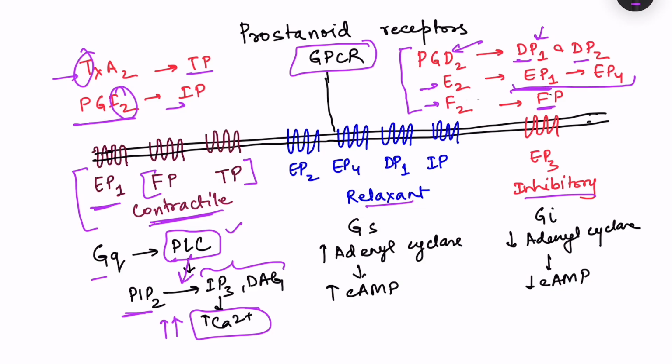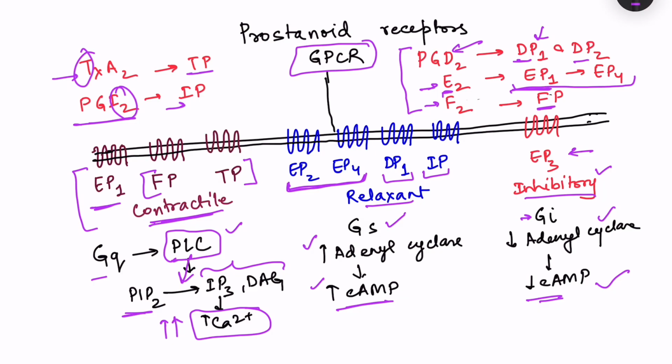Then moving on to relaxant category, that is the GS type of G protein coupled receptor, and it acts by stimulating the enzyme adenyl cyclase and thus increasing the production of cAMP. So in this we have PGD2, then we have PGI2 and the even number PGE2 receptors, that is EP2 and EP4. EP2 and EP4, they are of the relaxant category. Then last one is inhibitory, that is EP3. It acts by decreasing the adenyl cyclase because this is of the GI category, which inhibits the adenyl cyclase activity, and this causes decrease in cAMP. Okay, so these are the three main types of prostanoid receptor.